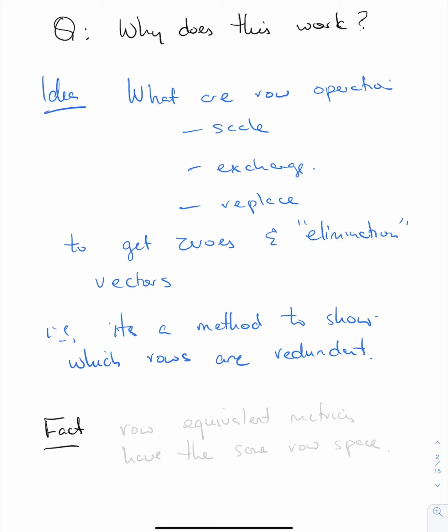A fact that all of this depends on is that row equivalent matrices have the same row space. We never actually change the underlying vector space, that is the row space. All we're doing is seeing that some vectors representing them are redundant and we can throw them out of our basis. All right, so now we know how to find rank. How do we find nullity?